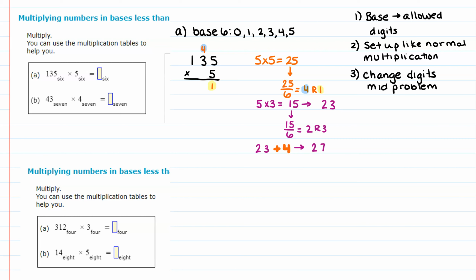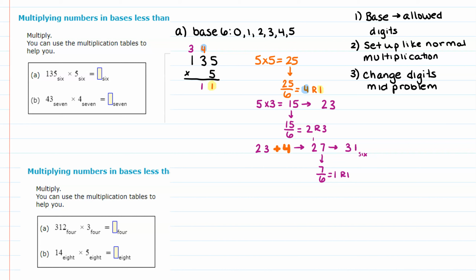But 7 is not an allowed digit. So instead of writing 7, I'll think 7 divided by 6 is 1 remainder 1. So the rightmost digit will be 1. And now I have to add 1 here. So 3, 1. And again, this is in base 6. So the 1 goes down here and the 3 goes up.